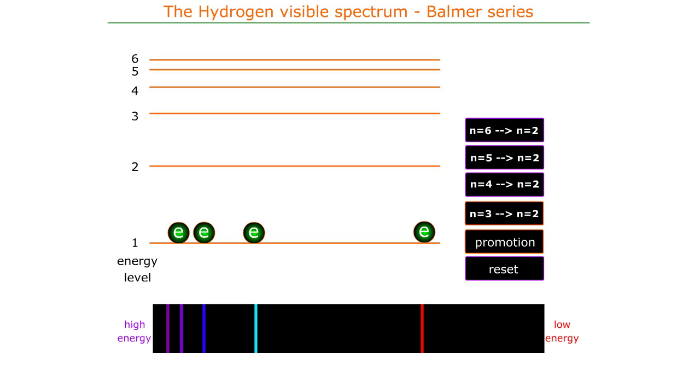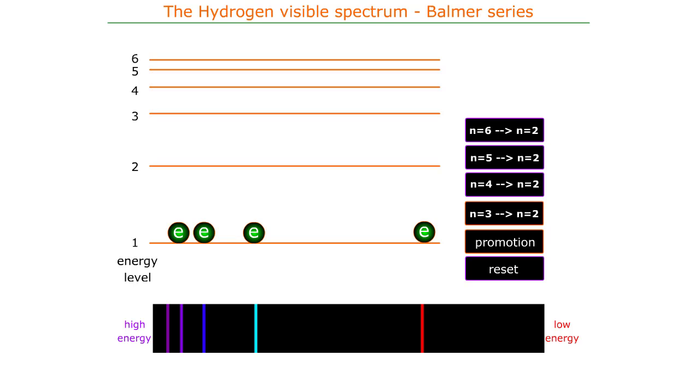This video is about the visible portion of the hydrogen emission spectrum. This is sometimes called the Balmer series. The hydrogen emission spectrum has a series of lines in the ultraviolet, the visible and the infrared. There are several series of lines there.